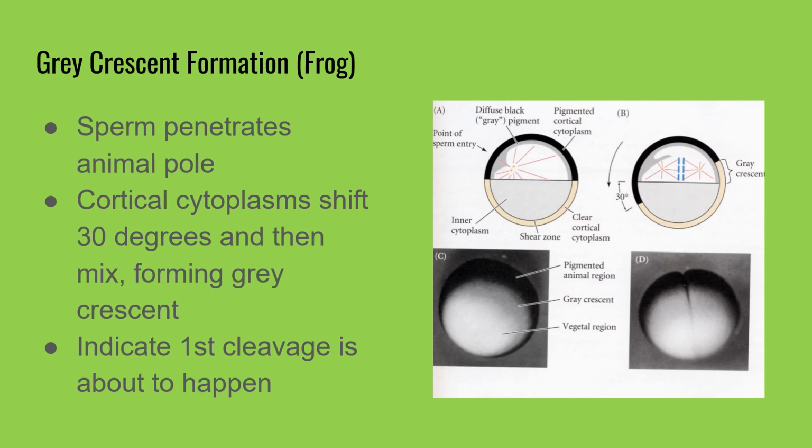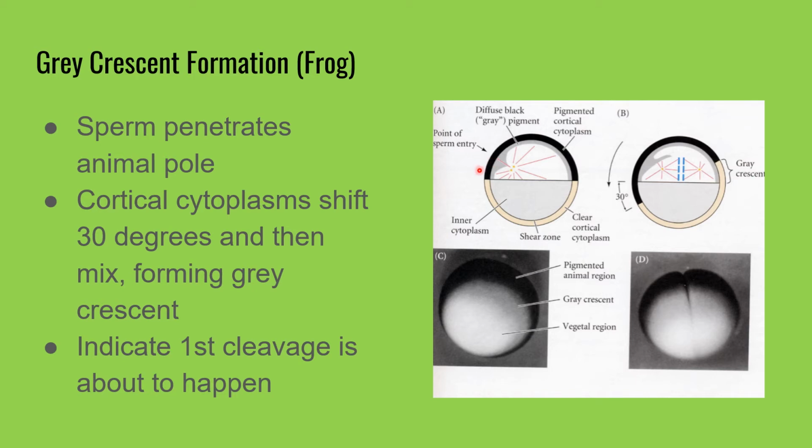Now we're going to move on to the frog. So before the first cleavage happens, you're going to have your gray crescent form. And how that happens is here you have your animal pole, and you can tell that just because it's darker, because it's more dense with proteins. So that's how you know this is the animal pole, and your sperm is going to penetrate here.